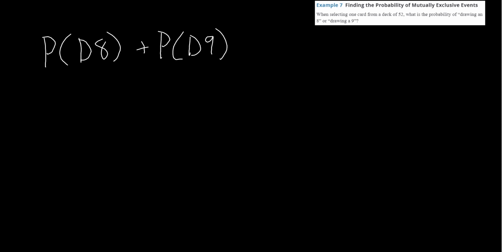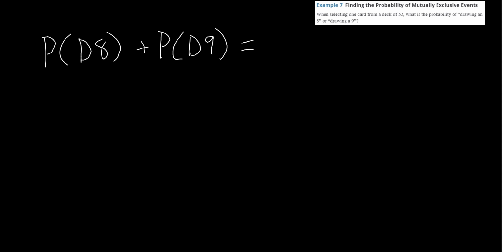So when selecting one card from a deck of 52, what is the probability of drawing an 8 or drawing a 9? We could do this in one of two ways. The way the textbook will probably want us to do this is the probability of drawing an 8, D8, plus the probability of drawing a 9, and that's equal to the total probability. So what is the probability of drawing an 8?